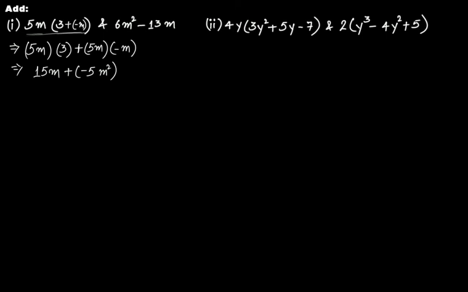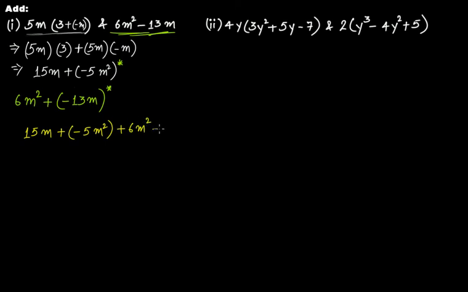Okay. Now let's simplify this one. This is 6m squared minus 13m. So you don't need to simplify it because it is already in its simplified form. The only thing, if you want to, is write it as 6m squared plus minus 13m. Okay, so now you have this expression and you have this expression. You have to add these two together. So 15m plus, within the bracket, minus 5m squared, then plus 6m squared plus minus 13m.